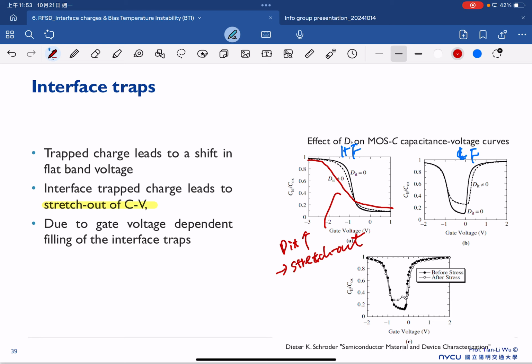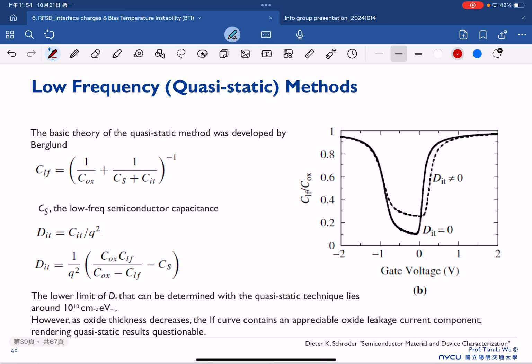And also, once we do the stress, we can see the CV curve will change as well, as shown in the bottom figure. So that's why we can start to have a good feeling that we can probably use CV to estimate our interface traps, because once we have the interface trap, the CV will change. So the first method we use is called the low frequency, or quasi-static method.